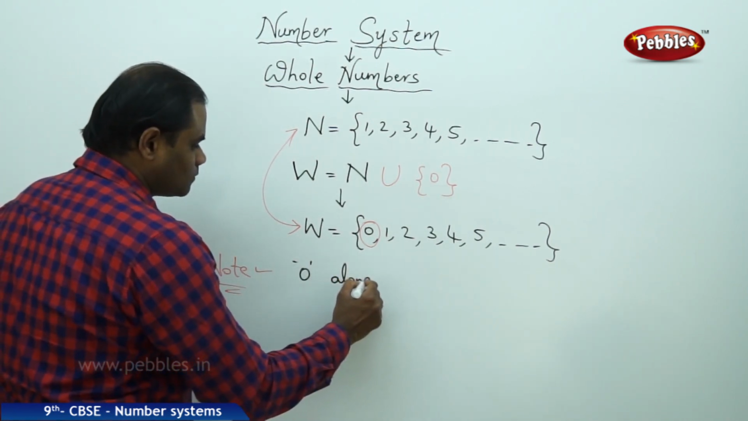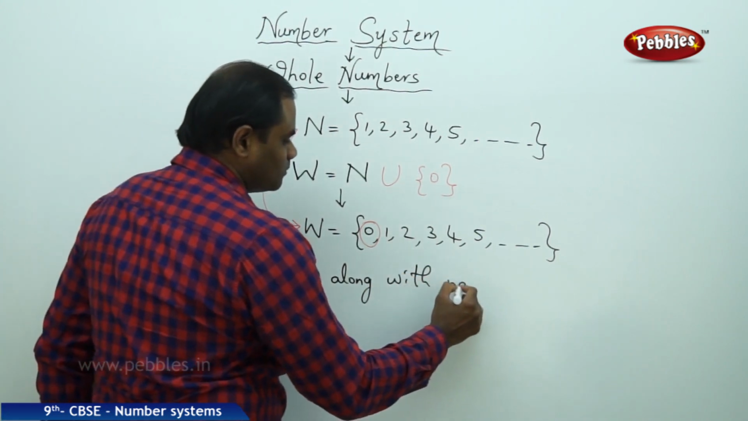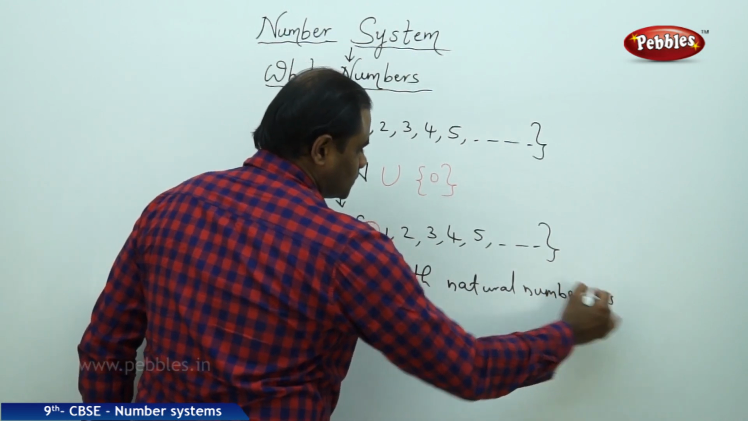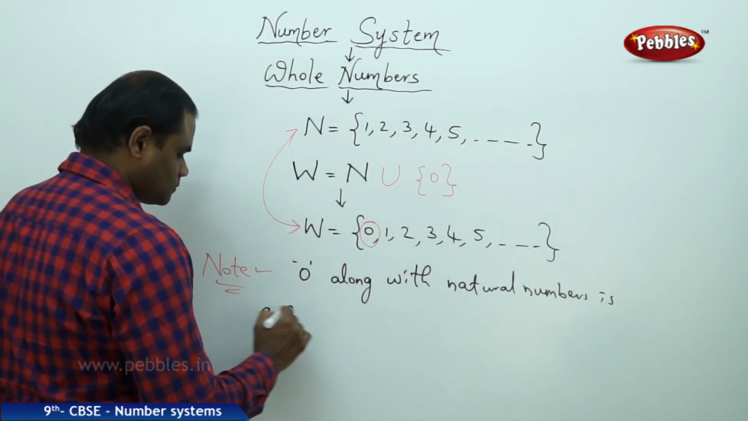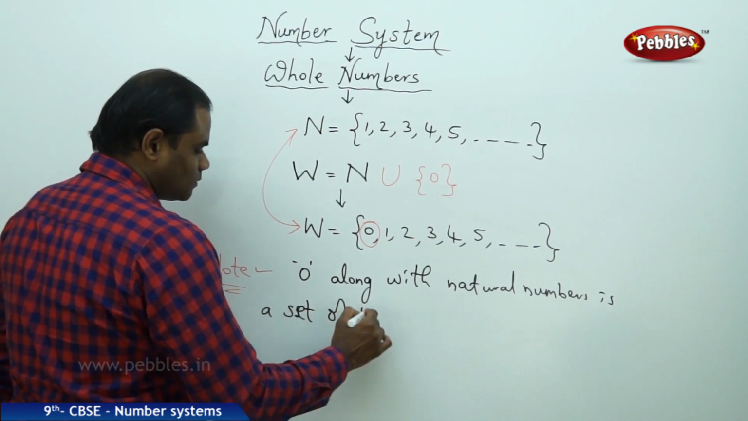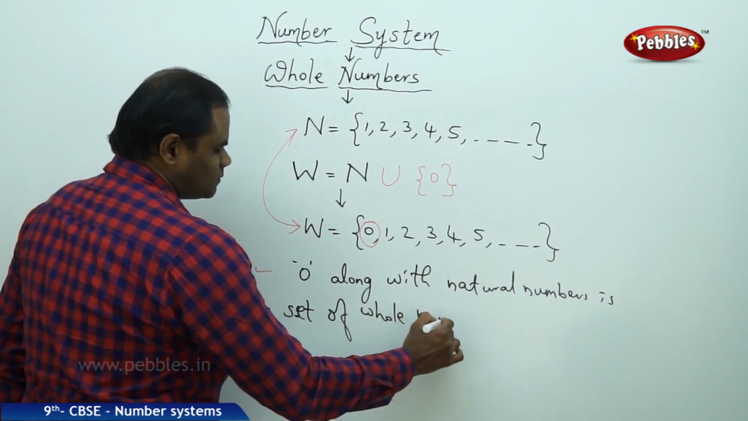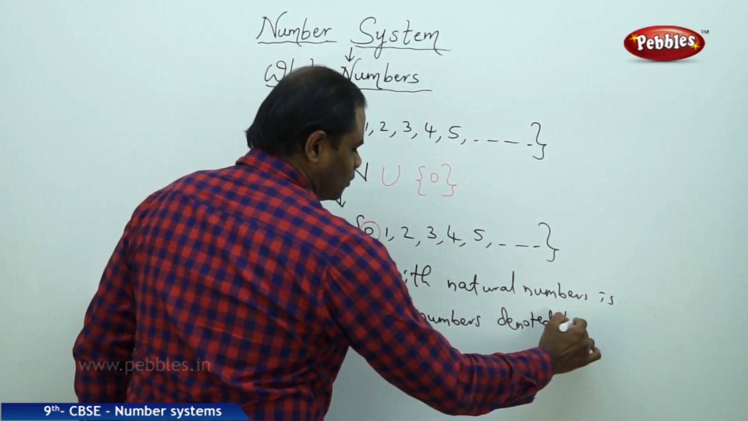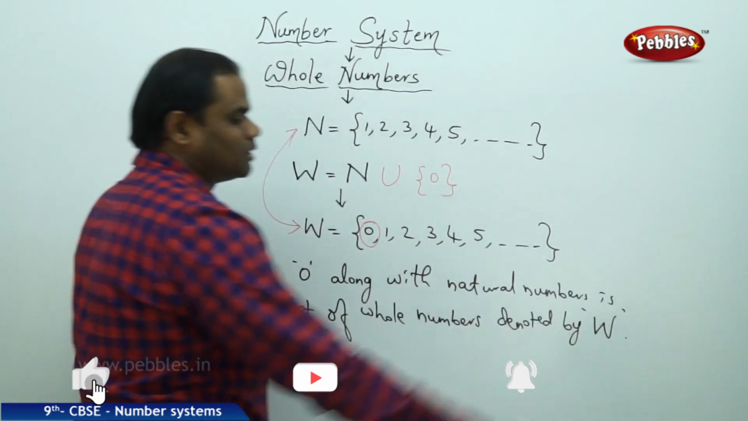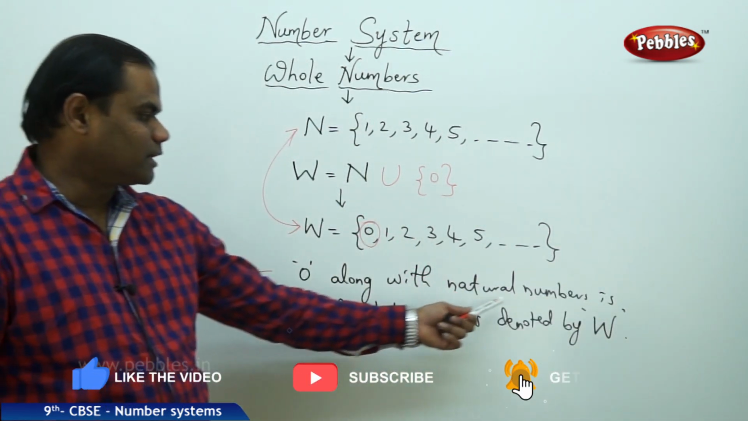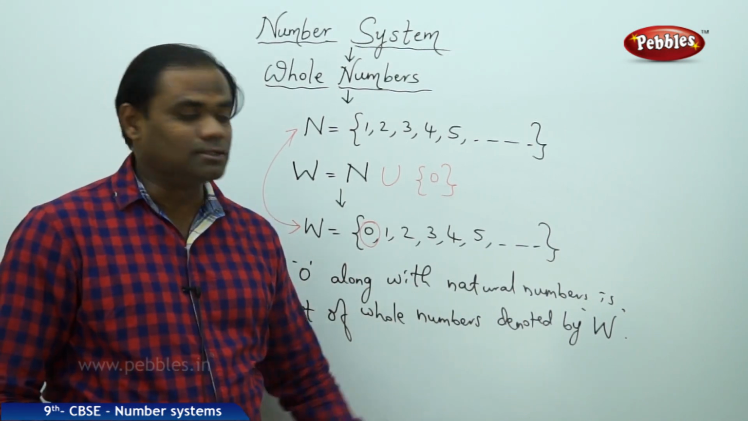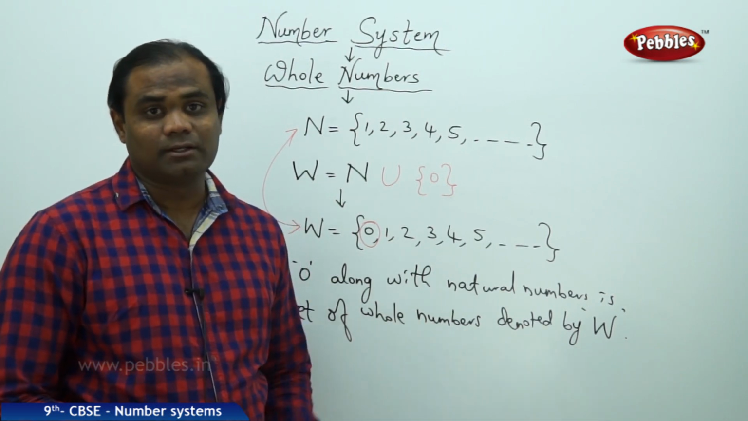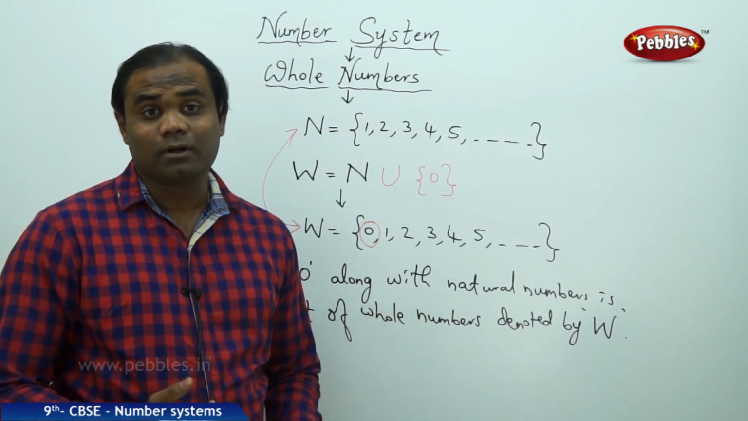Zero along with natural numbers is a set of whole numbers, and this is always denoted by capital W. 0 along with natural numbers is a set of whole numbers denoted by capital W. Let's do some example problems to understand the concept of whole numbers better.